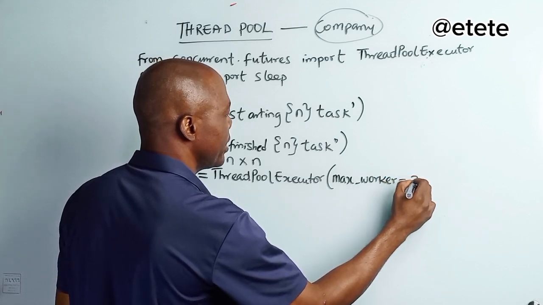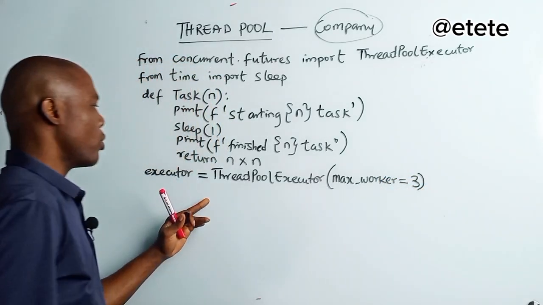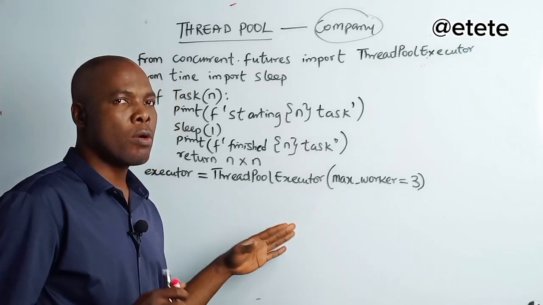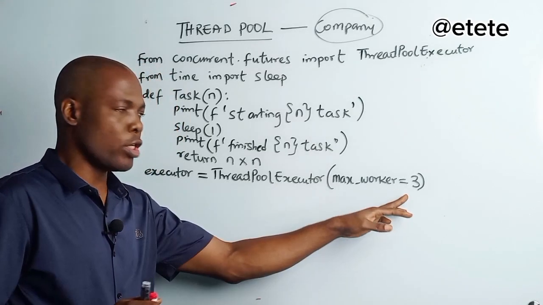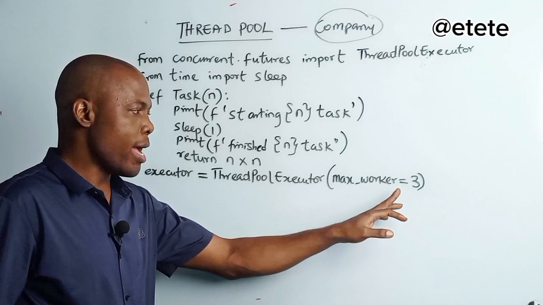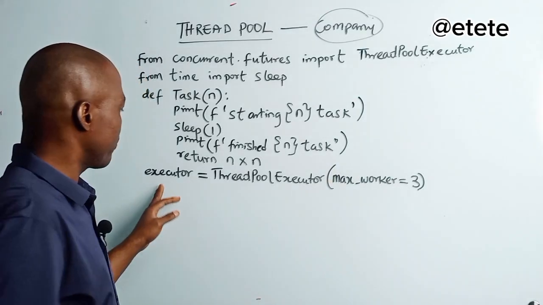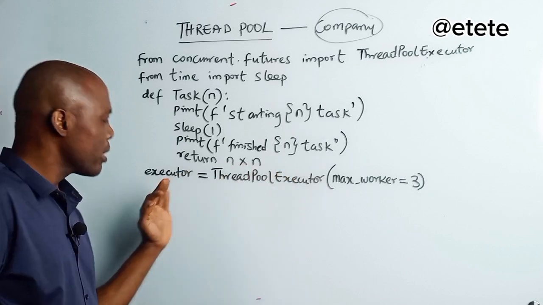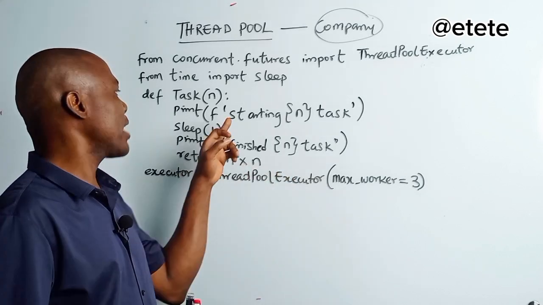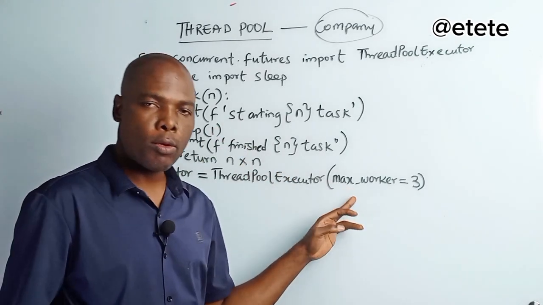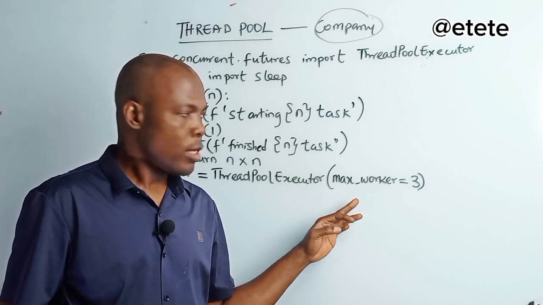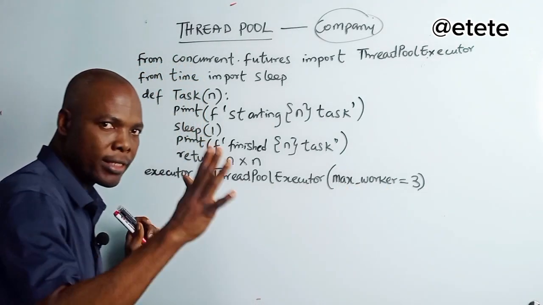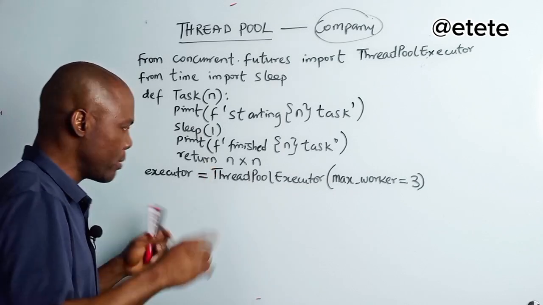I will assign 3. So what this simply means is that I'm creating a company and the maximum worker in that company should be just 3. So 3 threads are the things I'm going to create. So I've created executor. This is my company, and then ThreadPool executor. Now I want to submit this task to these workers to perform. So since I'm having just 3 workers, I want to submit 5 tasks to these 3 workers. I will explain to you.